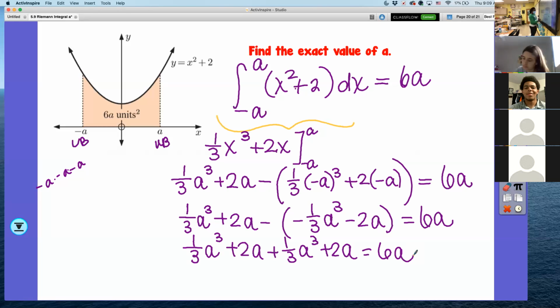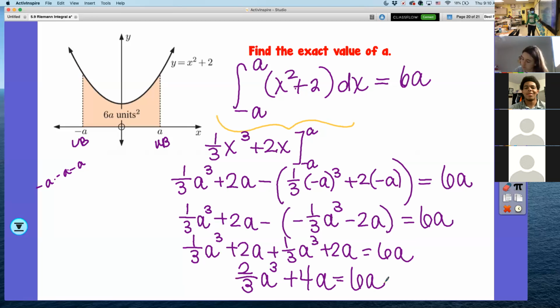Combine like terms, a cubed and a cubed, I can combine those together. So it's 1/3 plus 1/3. 1/6. 2/3. You were thinking multiplying. Remember when you add, you just add your numerators. They already have like denominators. 2a plus 2a is? 4a. So now you have a simplified expression.